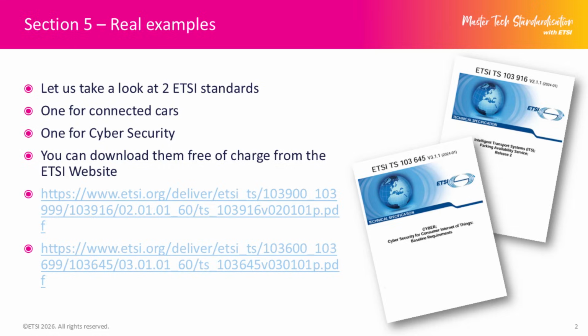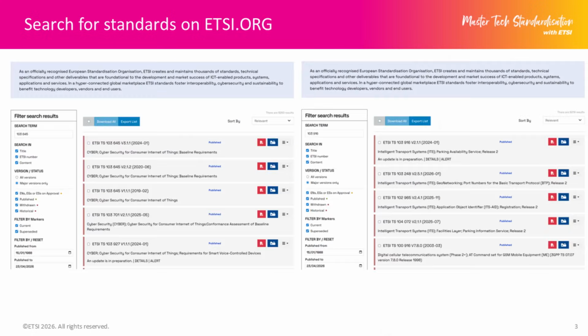We're going to use a couple of examples from ETSI. You can download these. The links are below. You can just search for the titles on the website or you can look for the numbers, but you should be able to find them really easily. We're going to look at one for connected cars and one for cybersecurity.